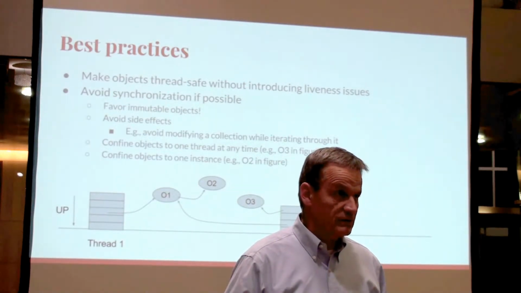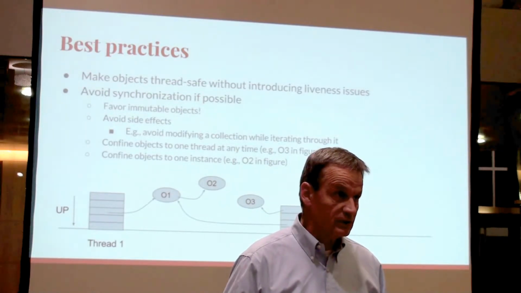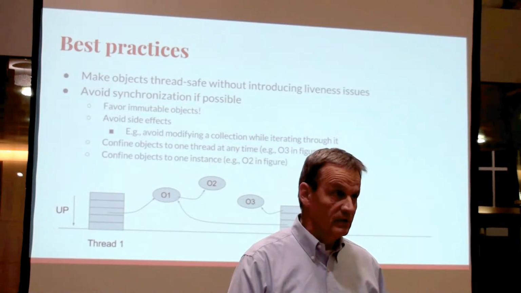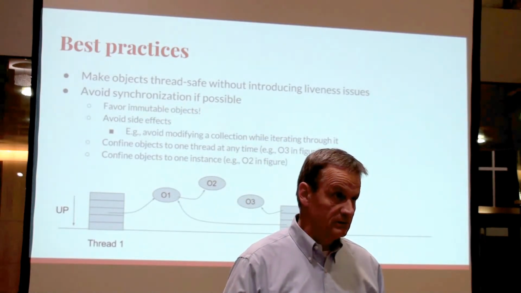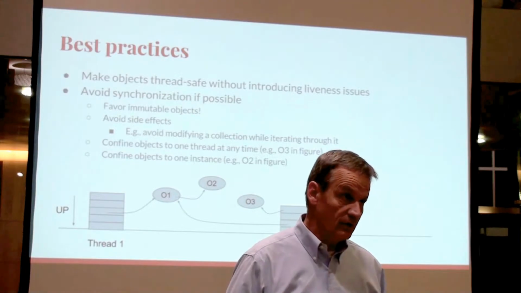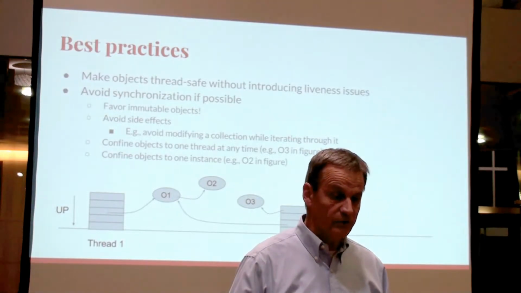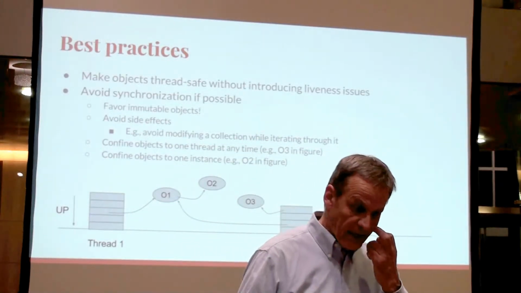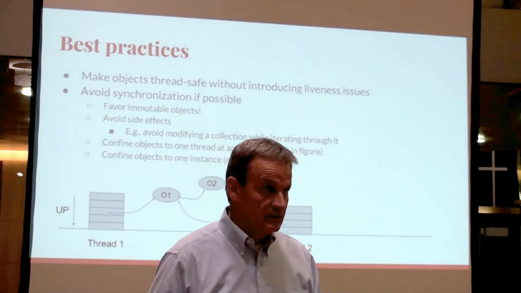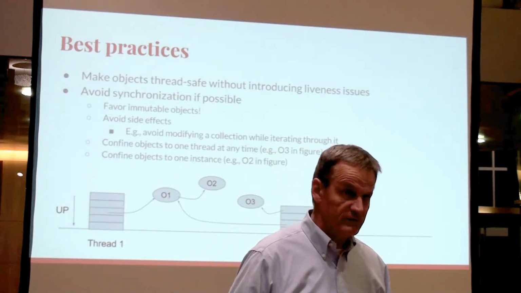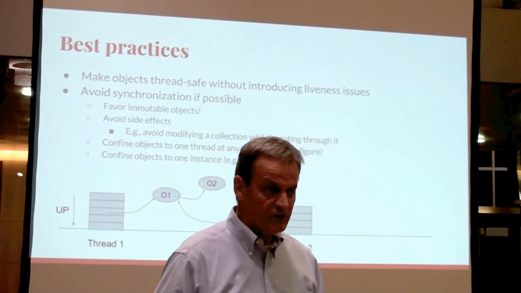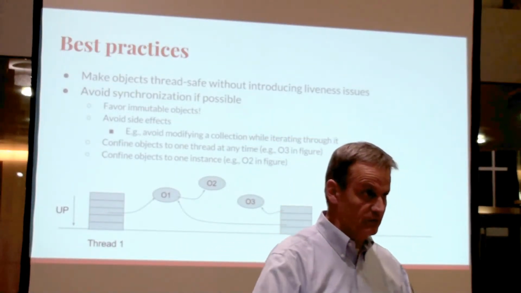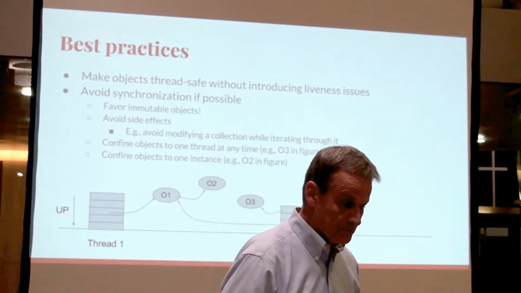The other way is to confine an object. And there are two types of confinement. The one is thread confinement. That means only one thread can reach that object. So in the figure here, O3 is confined to thread number 2. By the way, every thread corresponds to a stack. So a stack and a thread is kind of the same thing. Actually two stacks, because there's also the native stack, but the Java stack itself is the one that you see when you do a print stack trace.